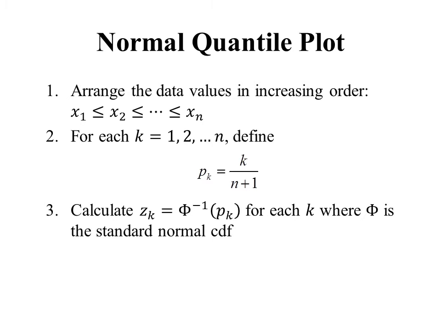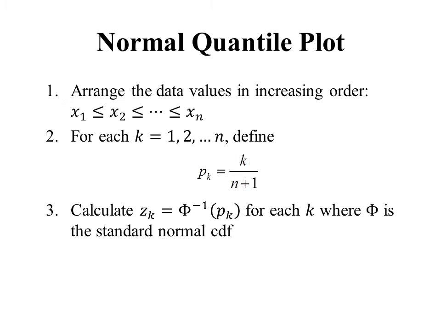We'll talk about that interpretation here in a minute, but let's talk about the algorithm first. The first step is to arrange the data values in increasing order. That means x1 is the smallest, x2 is the next largest, x sub n is the largest. The second step is, for each data value, the first, second, up to the nth, define this quantity p sub k equals k divided by n plus 1. So we take that subscript k and divide it by the sample size plus 1.